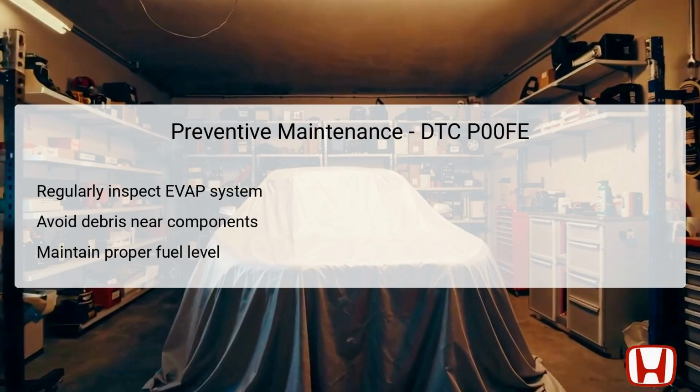Regular inspections of the EVAP system components, including the fuel vent tube and canister, can help identify any potential problems before they escalate into serious issues. Additionally, it's prudent to keep the area around these components free of debris, as foreign objects can inadvertently block vents and hoses, causing performance problems. Maintaining a proper fuel level is also crucial.